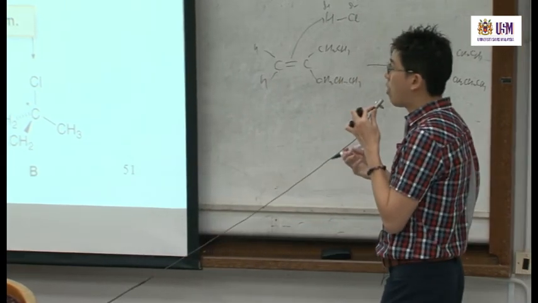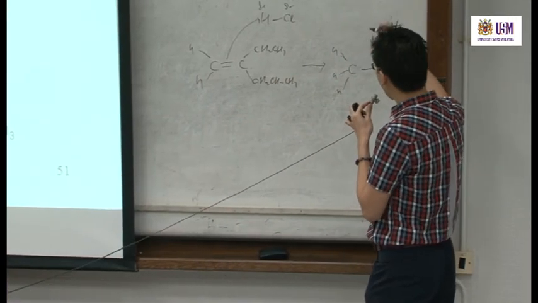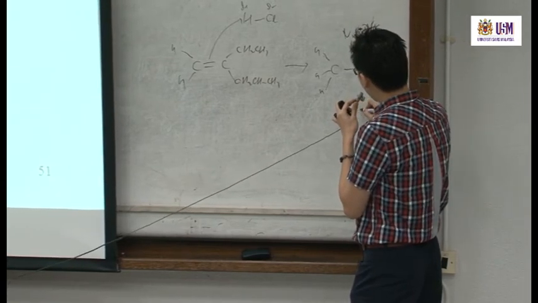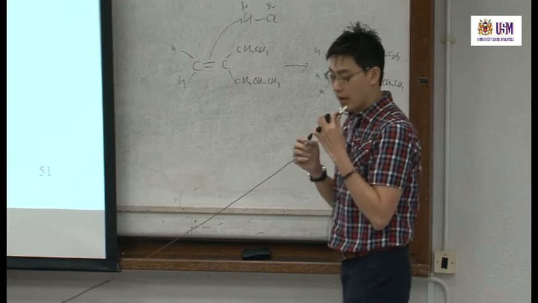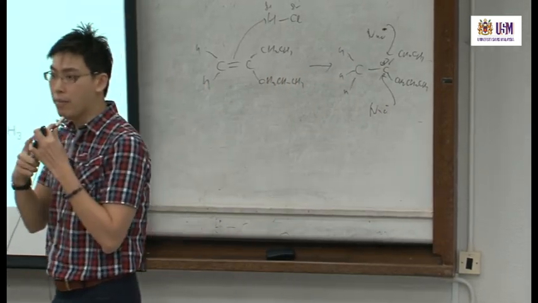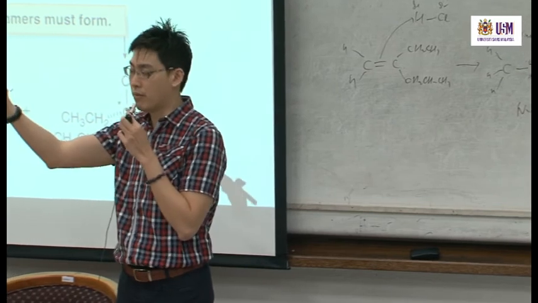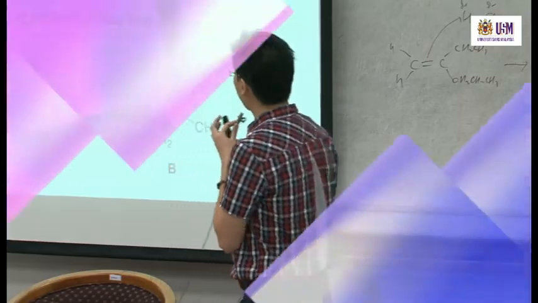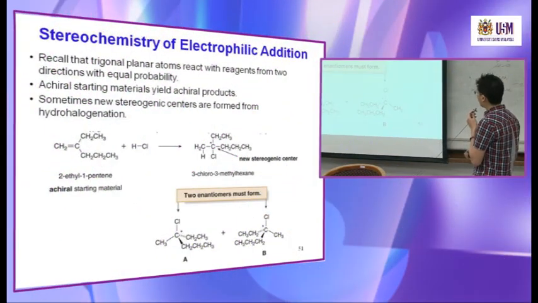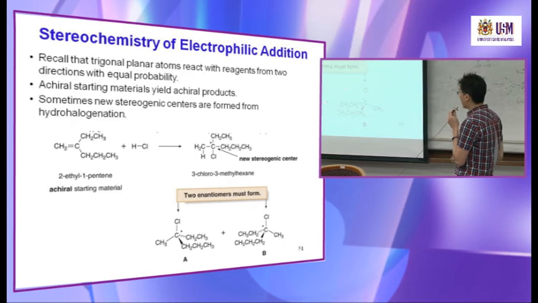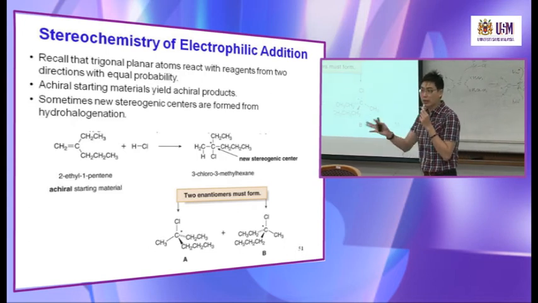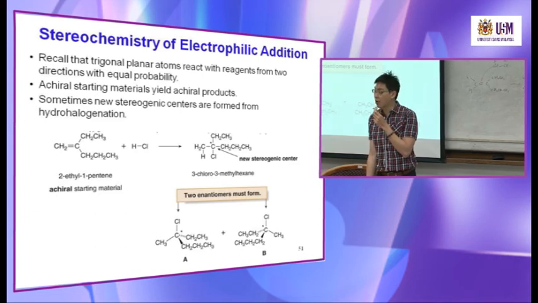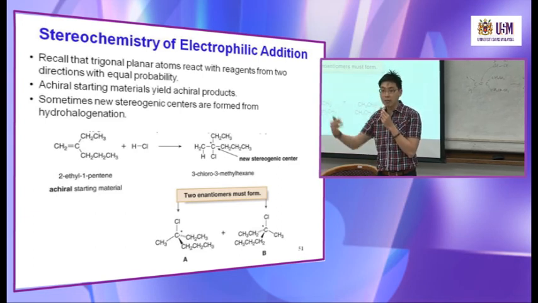After that, your chloride, in this case your nucleophile, can attack from both positions, from here or from below. You can attack from both sides, either top or below, or from right and left. This depends on how you see it. So it will form two enantiomers, a racemic mixture with equal ratio, 50-50%, because the nucleophile can attack from either side.